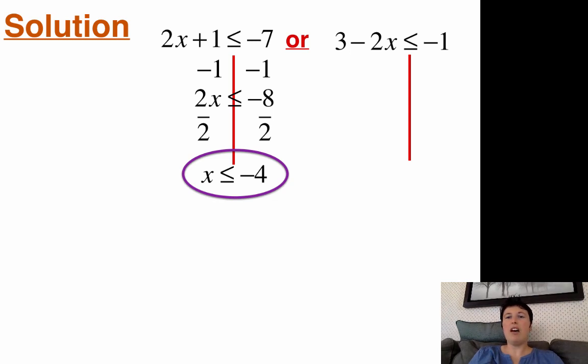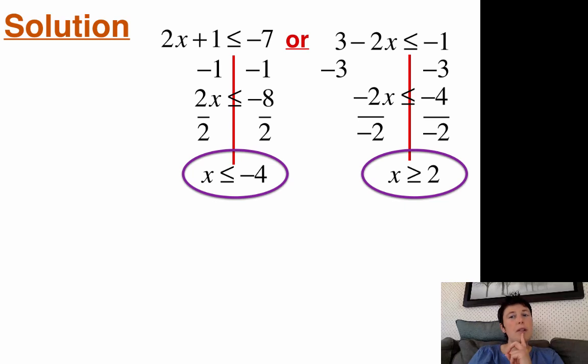And then same thing on the other one, get x all by itself. This one's a little trickier. You got to take the 3 away from both sides. You have negative 1 and negative 3 make negative 4. Then you have to divide by negative 2. And what did we learn earlier about dividing by a negative number? You have to flip the sign. So this was a tricky one. You had to remember to flip the sign. So the answer is x is greater than or equal to 2. And I hope you remember to do that flip of the symbol on that one.